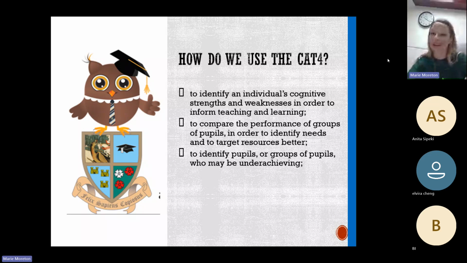Is it some kind of underlying learning need? Is it some massive gaps in their learning that they need to fill before they're able to fully show what they can do? Is it a language issue? Is it a behavior issue? Is their learning behaviors getting in the way of them achieving their potential? It's a really good way of starting a conversation with teachers and to really unpick how we can help our children learn best. So the CAT4 is useful when used with all the other information and the data that we have on our children.